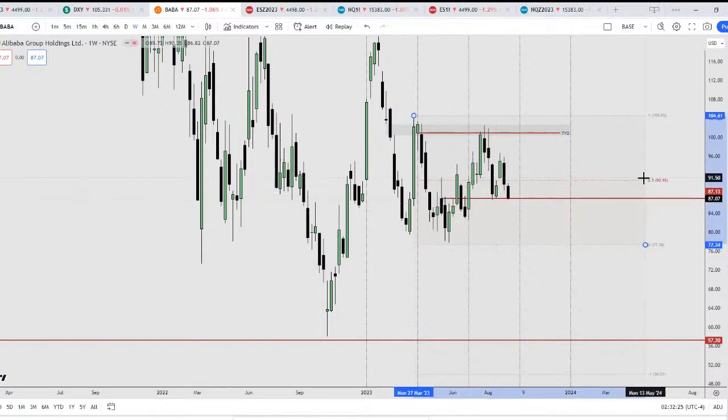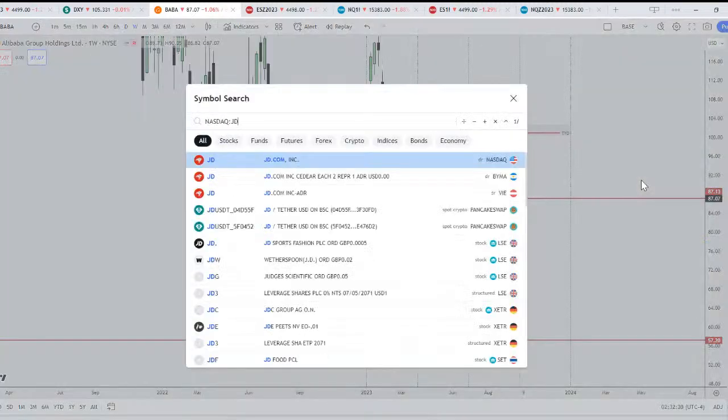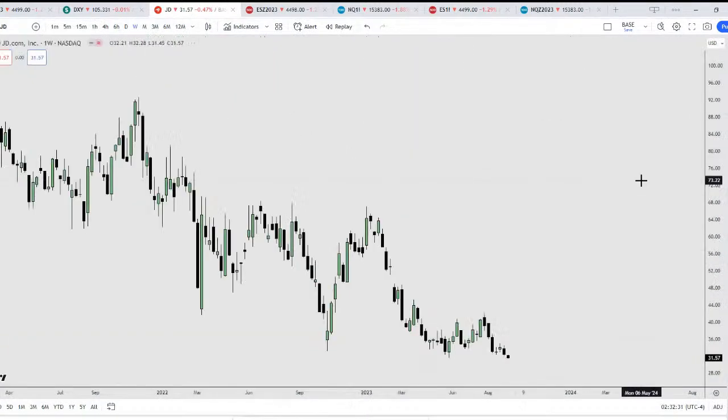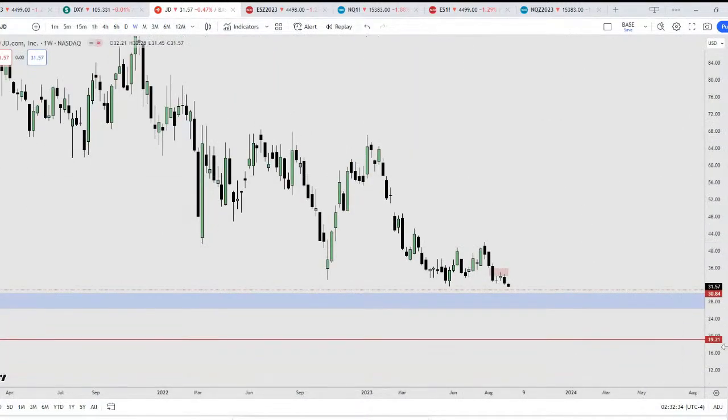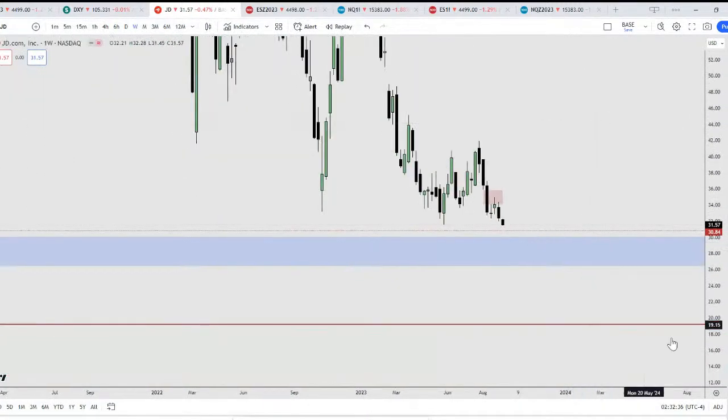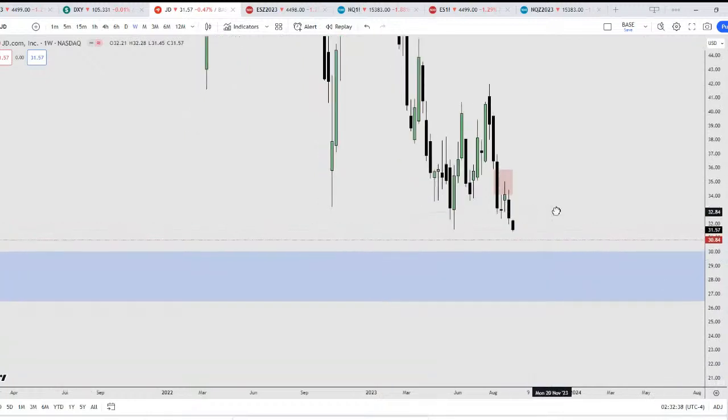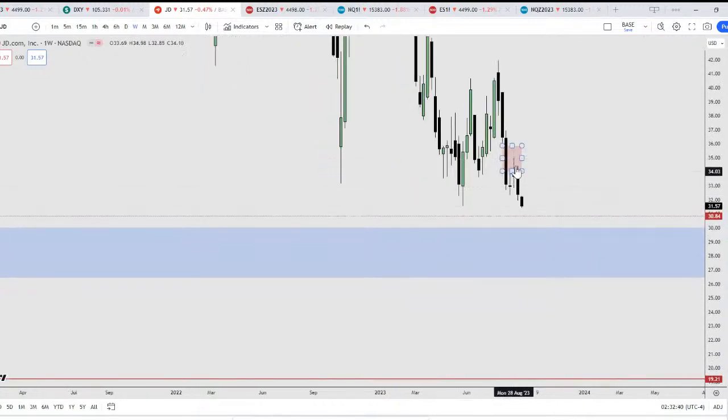All right, next we move on to JD. This is going to be the last one, and maybe I'll cover the next one, but let's see. For JD right here, ultra bearish. It's respecting this fair value gap very religiously, creating a swing high up here. I don't see this high being attacked until a low of 30.84 is taken.